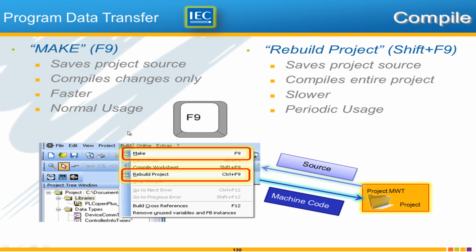There's another option under the build menu called rebuild project. And this is very similar. It saves the project source, but it compiles the entire project, and for this reason is a bit slower. So you may want to use rebuild project from time to time if it seems that there may be some issue with make. Sometimes using rebuild project helps shake that out. But in all cases, this does what we call compiling the project and puts that project not on the controller, it puts it into your project folder in Windows.